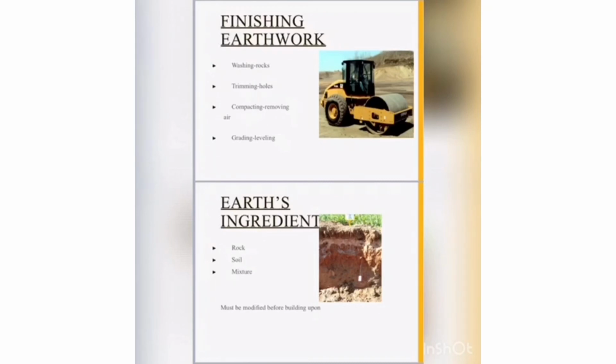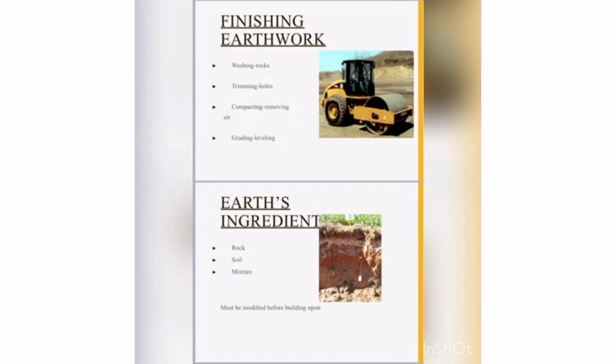Next, for earth ingredients, there are three ingredients. First, rock. Rock is the hard, solid material all around us. Huge masses of rock make up the solid part of the earth, but rocks come in smaller sizes to form boulders and pebbles, to sand and clay.